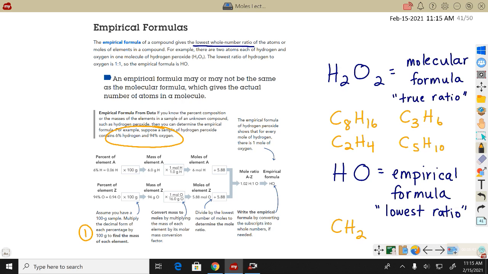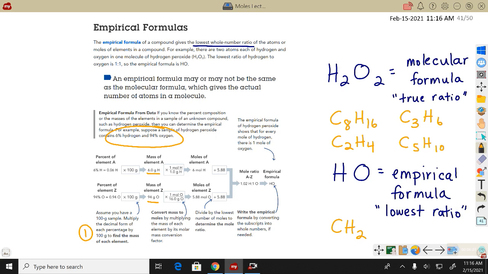Now, in reality, you could assume whatever mass sample you want, but it's just really easy if you pick a 100-gram sample, because then if 6% of it is hydrogen, that's 6 grams of hydrogen. If 94% is oxygen, you've got 94 grams of oxygen. Otherwise, let's say you assume that you have a 500-gram sample. Well, cool, but then you're going to have to multiply 6% times 500 grams to get the mass of hydrogen and the mass of oxygen in your sample, which would put me right here. Now I've got 6 grams of hydrogen and 94 grams of oxygen.